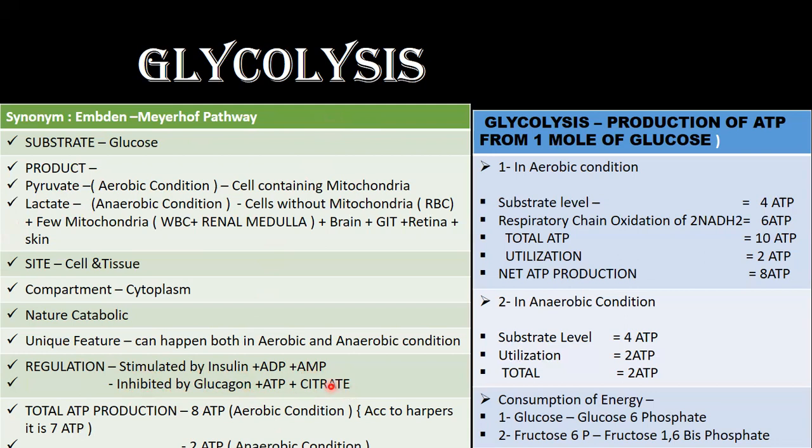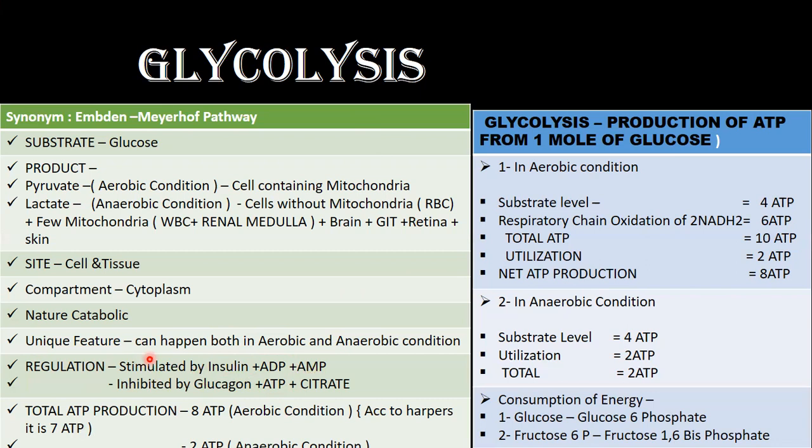One more thing you need to remember: in stimulation we have ADP, while in inhibition we have ATP. Do not make a mistake in the exam. The examiner might confuse you between ADP and ATP. ATP is concerned with glucagon, and ADP is concerned with insulin.